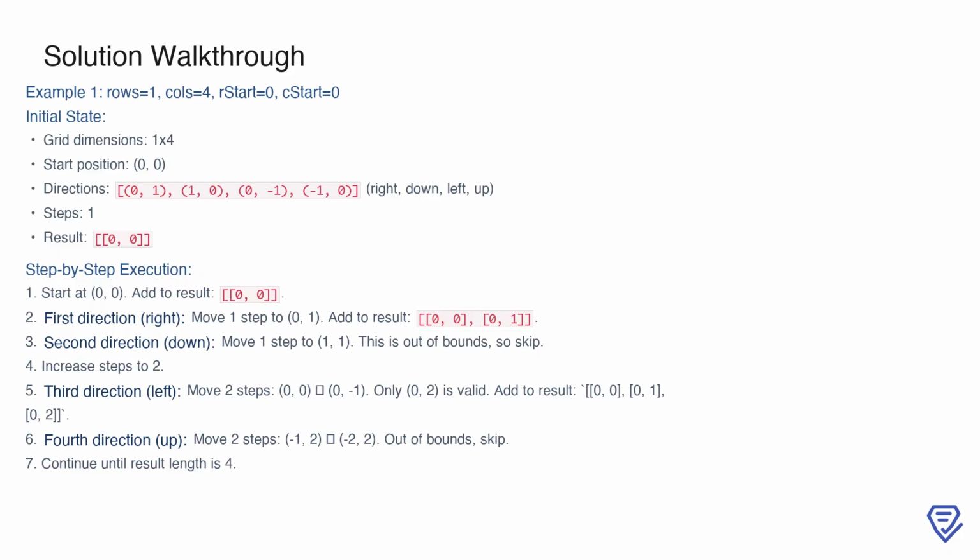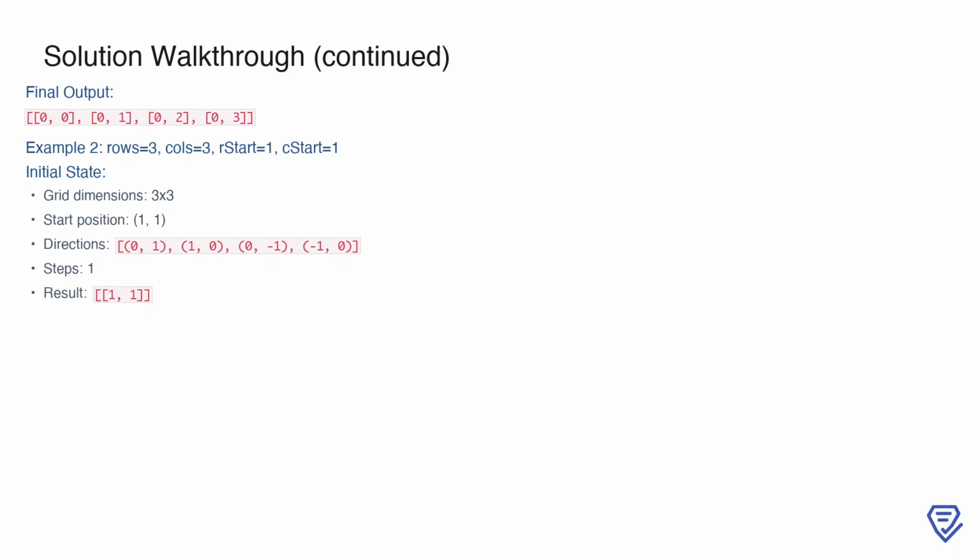Moving to the left for 2 steps, we pass through both 0, 0, and 0, -1, but only 0, 2 is valid within the grid, so it is added to the result. Then, moving up for 2 steps takes us to -1, 2, and -2, 2, both of which are out of bounds, so we skip them. This process continues until we have collected all 4 positions in the grid. The final output for example 1 is 0, 0, 0, 1, 0, 2, 0, 3.